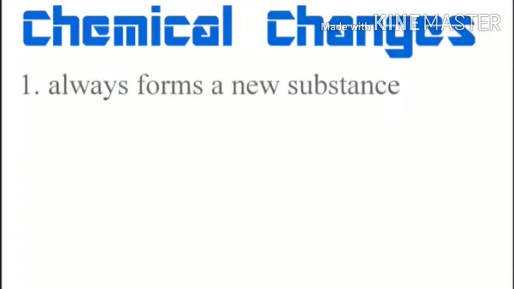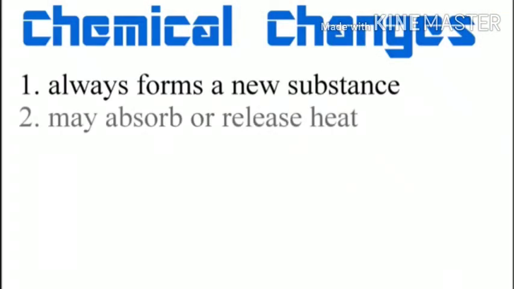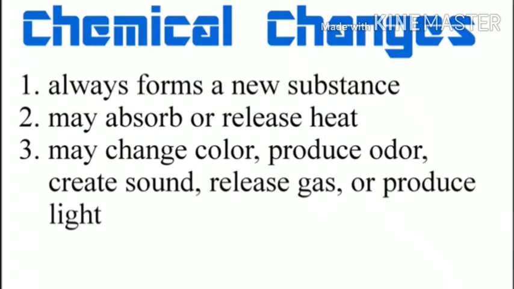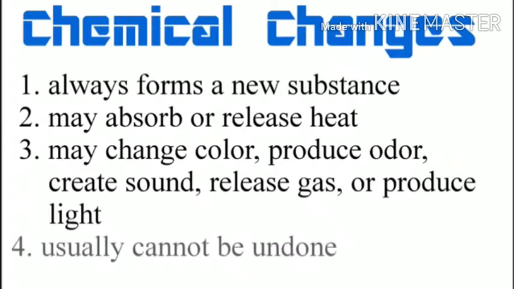These are signs of chemical changes. Chemical changes always form a new substance. In a chemical change, either heat is absorbed or released. There may be a change in color. They may produce odor, create sound, release gas, even produce light. These chemical changes are permanent in nature and cannot be undone.